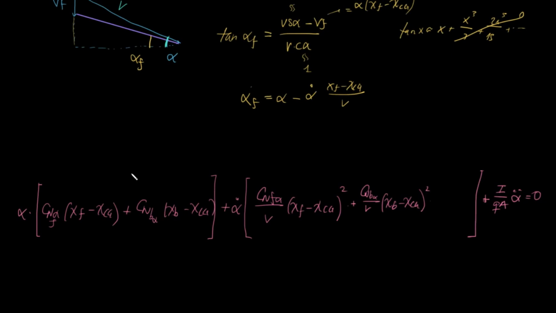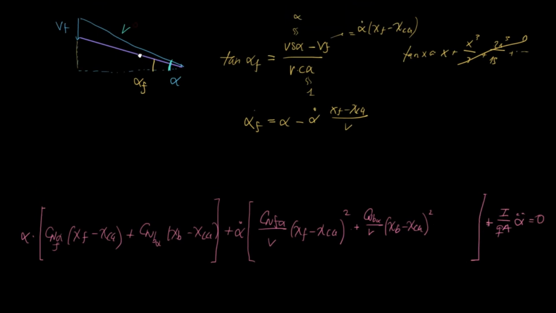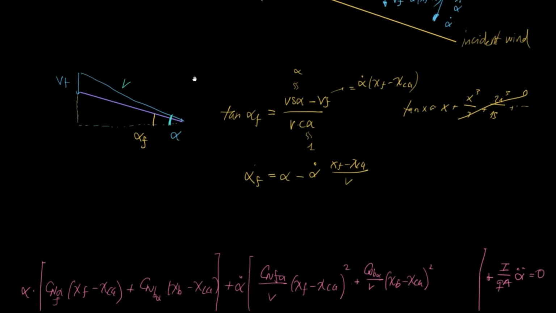As you can imagine, this damping term is going to be minuscule because, how big is this velocity going to be compared with the incident wind velocity? It's going to be tiny. So that's why rockets are going to be really undamped systems, as we can see in the next video. So rockets are really undamped.